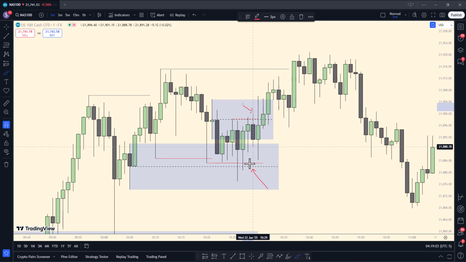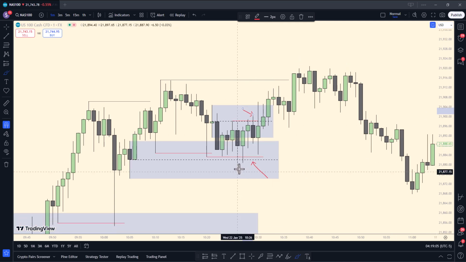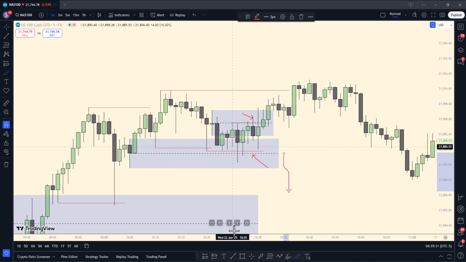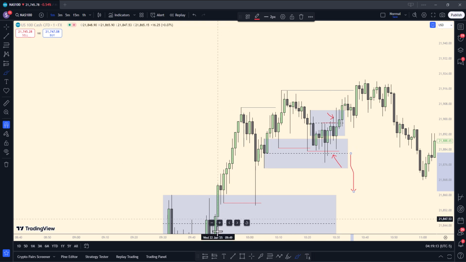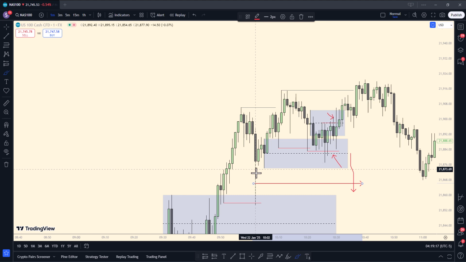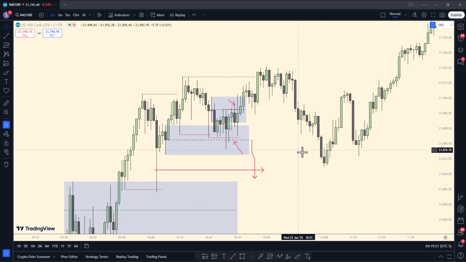So if price violated this low right here and this zone, there's a good chance that we're going to trade lower, potentially to mitigate lower prices or imbalances here, but also there is this wick to mitigate. And you can see that it happened later on here. Price came back to that wick.